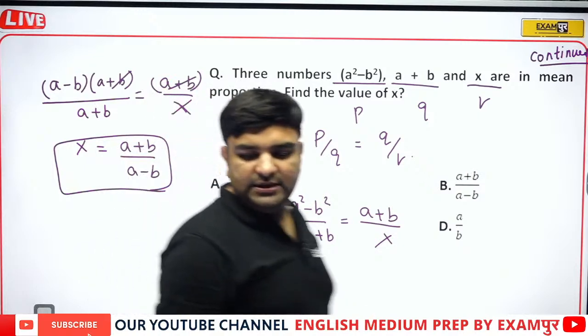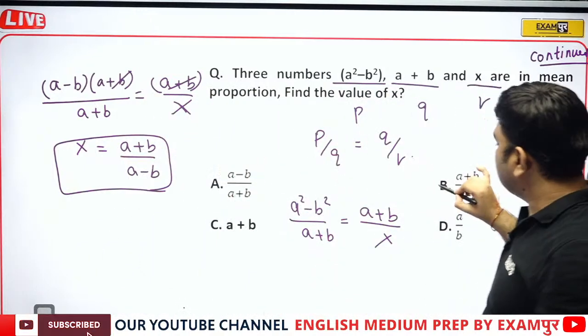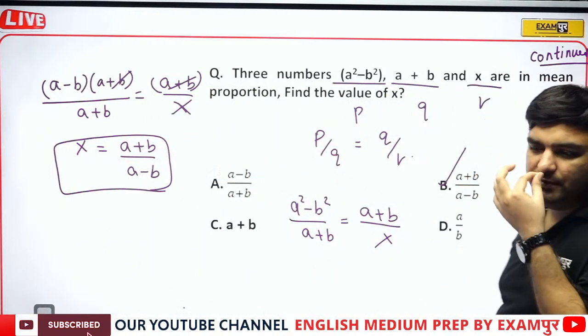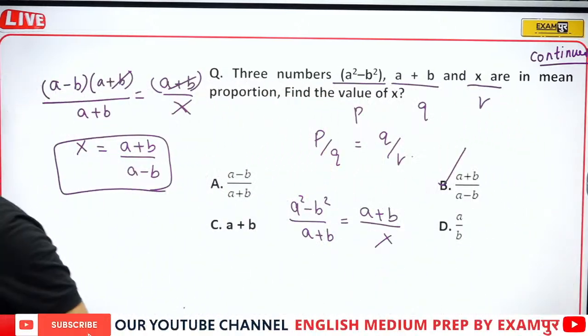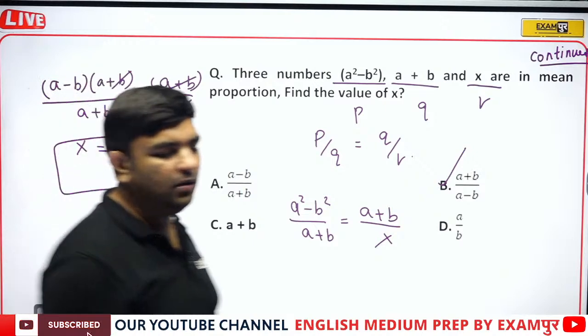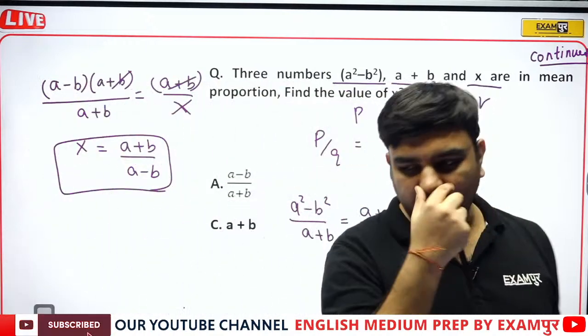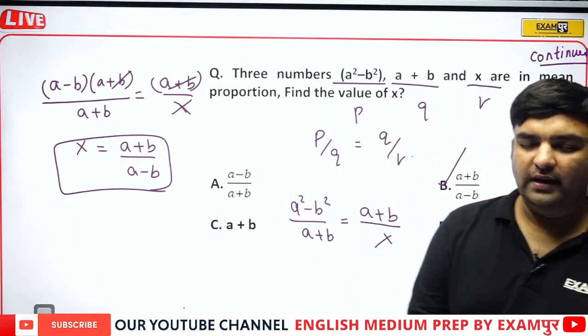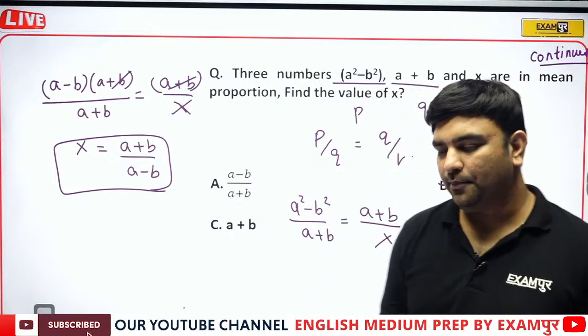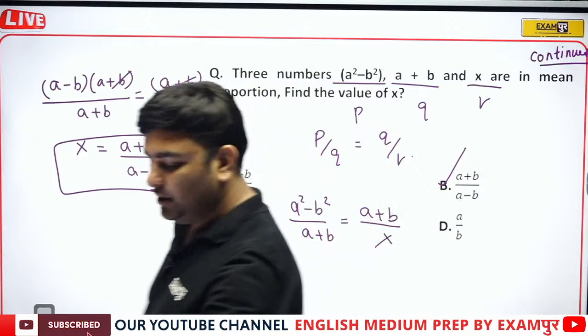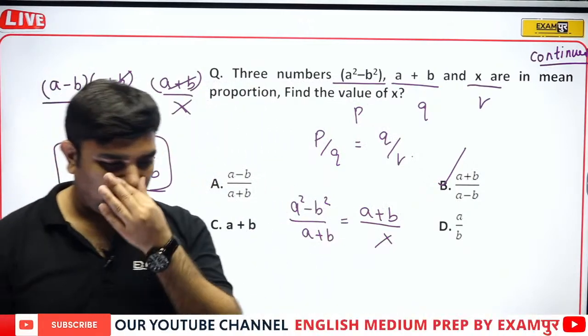There is a small point to be taken care of, guys: whether it is coming a plus b over a minus b, or a minus b over a plus b. You need to take care of this point, otherwise it would not be good for you. If you forget this point, then a problem happens which should not have happened.